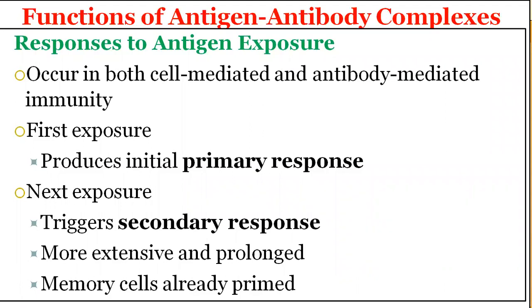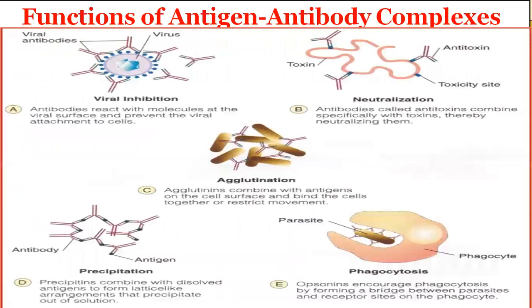Then responses to antigen exposure. These responses to antigen exposure occur in both cell-mediated and antibody-mediated immunity. The first exposure results in production of the initial primary response, then the next exposure will trigger the secondary response, which is more extensive and prolonged because of the memory cells that are already primed. Because you have a pocket of memory B cells and a pocket of memory T cells, the B cells will be activated into plasma cells, then they will respond by producing antibodies to that particular infection if you have a second infection.